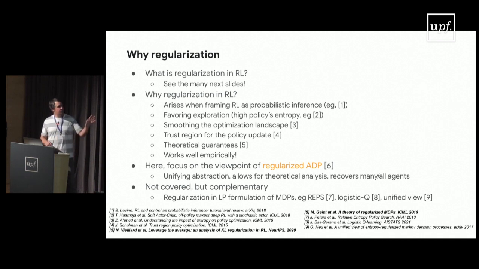And here we will focus on the viewpoint of regularized approximate dynamic programming because it's the one I'm most familiar with. But also, it allows covering a lot of things and making connections between things that may look disparate when you look at the literature. A part which is not covered but complementary is regularization in the linear programming formulation of MDPs. This is less classic, but it is important too. The kind of algorithm you will get, the kind of regularization you will do, and what kind of quantity you will regularize are pretty different. So you can have a look at these references. The first one should be relative entropy policy search. There are others, but this won't be covered here.